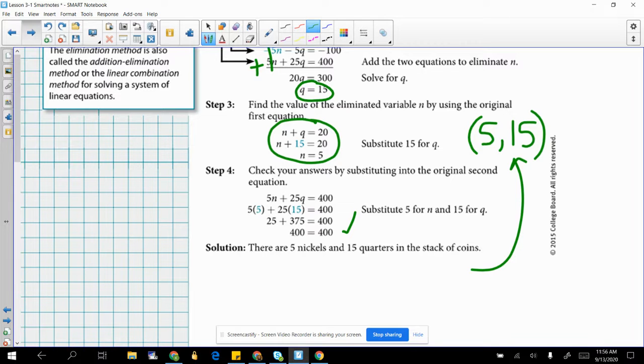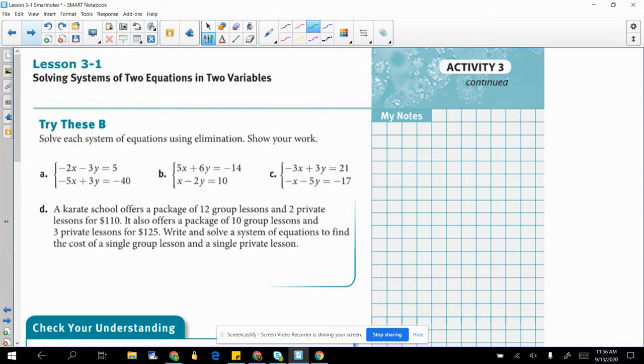Let's try another one on the next page. So flip to page 35, and we are going to work on it together. Let's do B. All right. So we have the system 5x plus 6y equals negative 14, and we have x minus 2y equals 10. And again, we're using elimination.